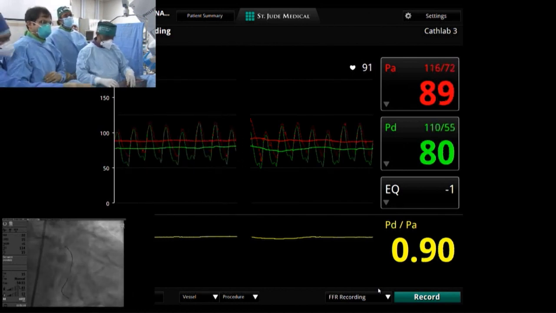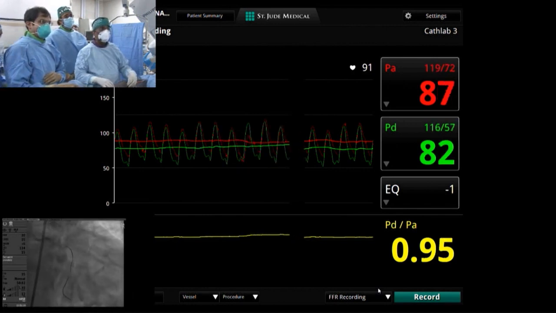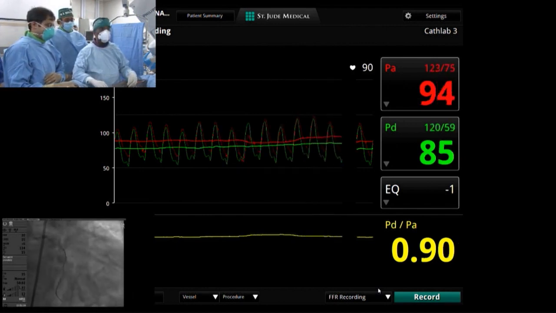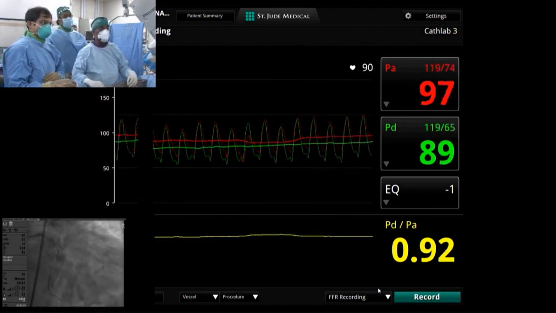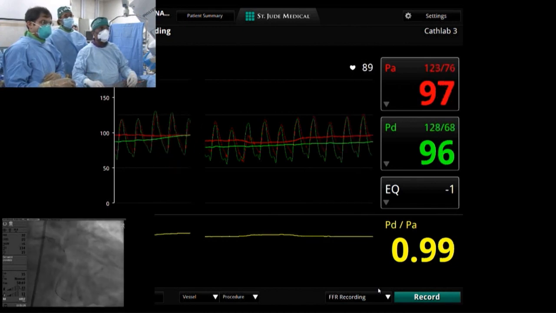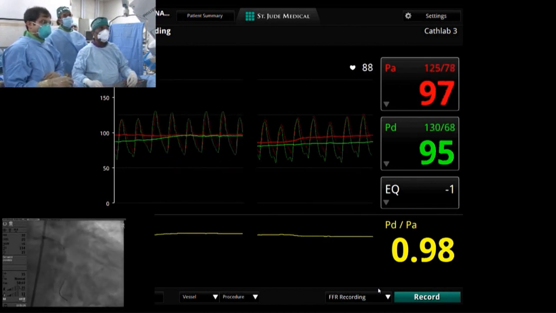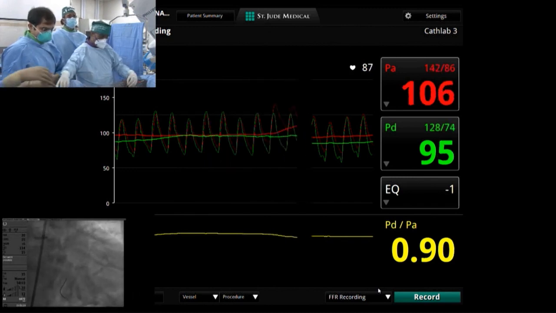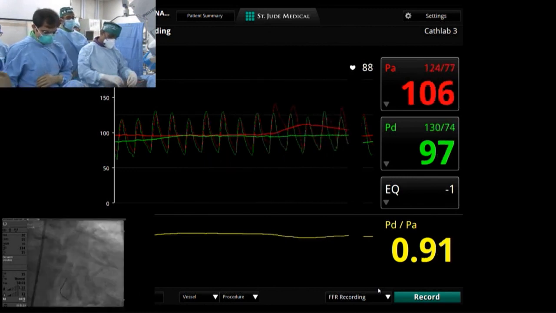If you come back, the transducer comes proximal to it, suddenly it jumps up. Okay, I think now it has gone up. 0.94. So that means what you have done is reasonably correct, and that again proves that what we did is right. Thanks, sir, for an excellent demonstration of a triple vessel disease.